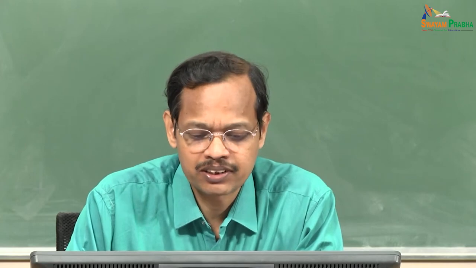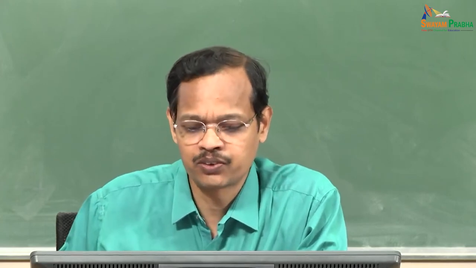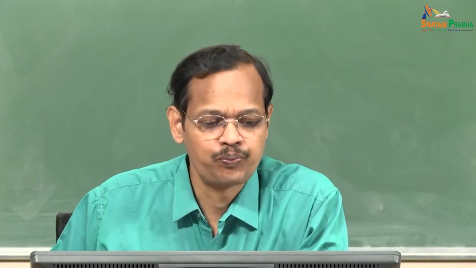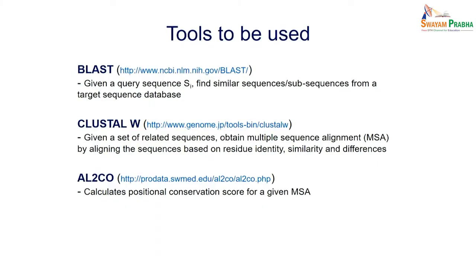Demonstration on BLAST, CLUSTAL and AL2CO. In this demo, we explain about three tools such as BLAST, CLUSTAL W and AL2CO to obtain similar sequences, multiple sequence alignment as well as the conservation score. So, BLAST is used to get the similar sequences and CLUSTAL W is used to obtain the multiple sequence alignment. And AL2CO we can use to get the conservation score.